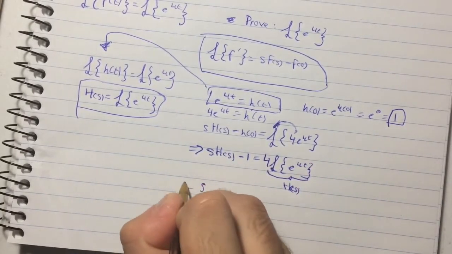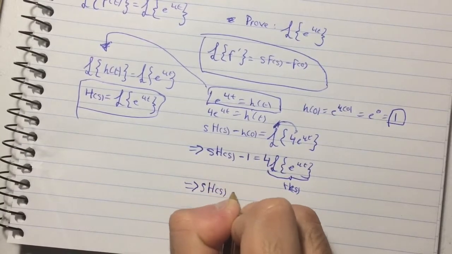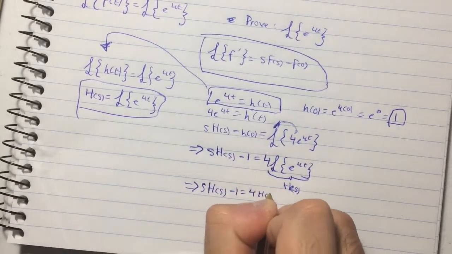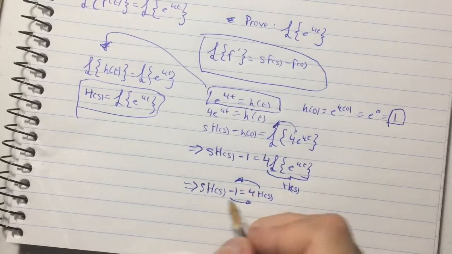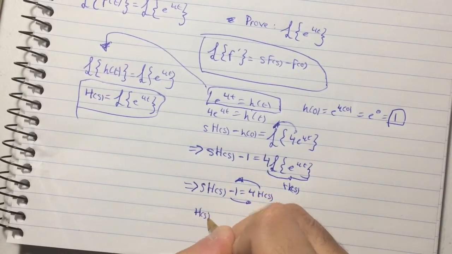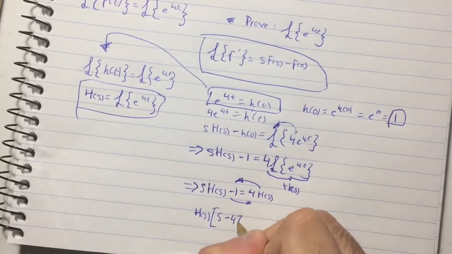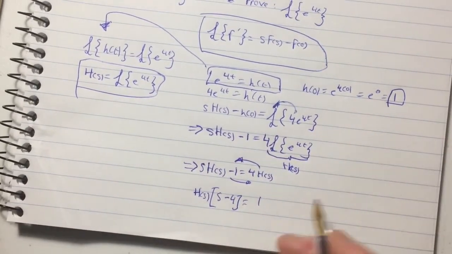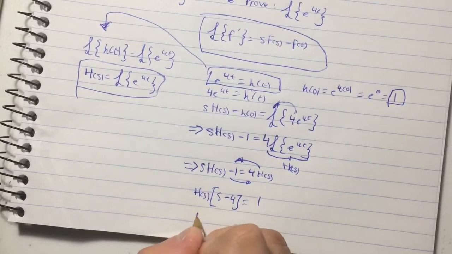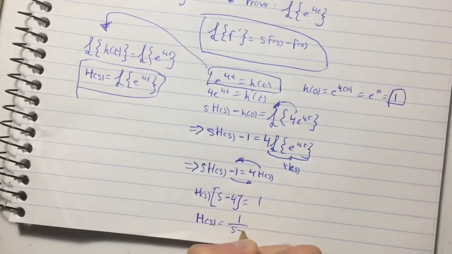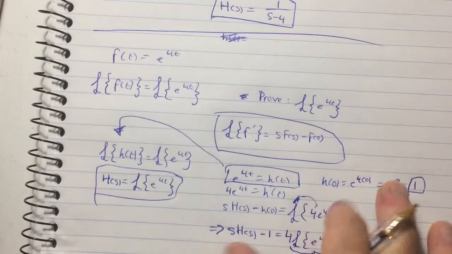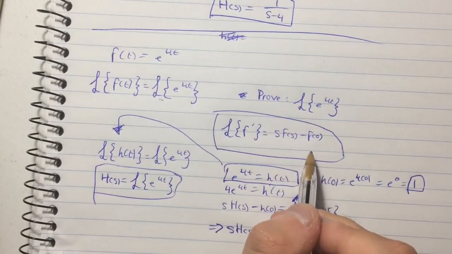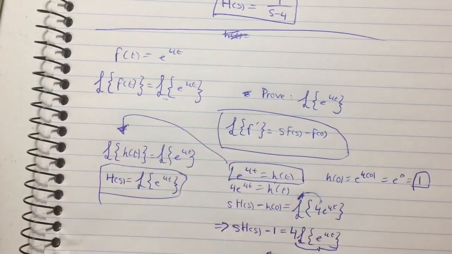Now, I'm going to do another arrow, sHs minus 1 is equal to 4Hs. Now I'm going to take the 1 across by adding 1 to both sides, and I'm going to subtract 4Hs from both sides, because I want to solve for Hs. So Hs times (s minus 4) is equal to 1. And I'm sure that the bells are ringing in your head right now. You think, far out, it's actually working. And it is. That means Hs is equal to 1 over s minus 4. And there you have it. I literally just proved the Laplace transform of e to the 4t using the derivative formula without using the table.